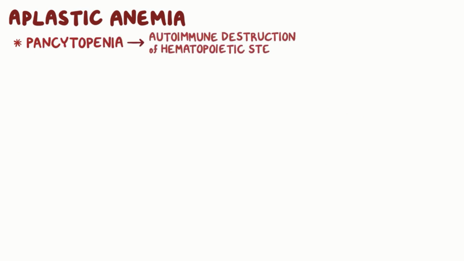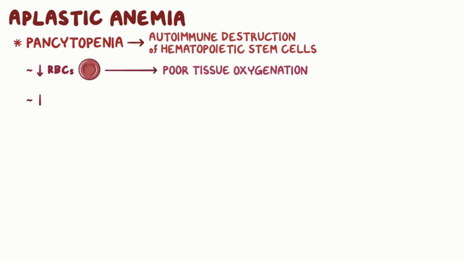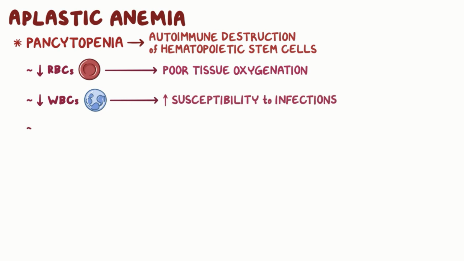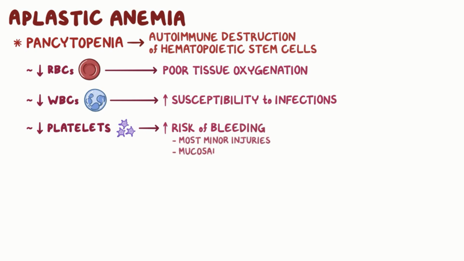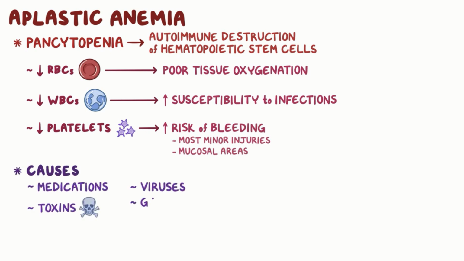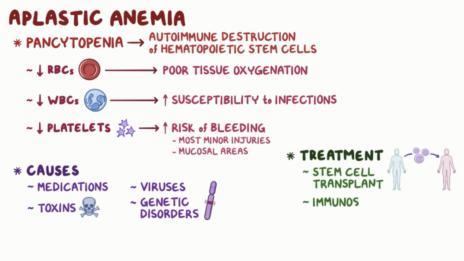Alright, as a quick recap, aplastic anemia is actually a form of pancytopenia that results from autoimmune destruction of the hematopoietic stem cells. Low red blood cell numbers cause poor tissue oxygenation. Low white blood cells cause an increased susceptibility to infections, while low platelets leads to an increased risk of bleeding from the most minor injuries and in mucosal areas. Most often, aplastic anemia is caused by medications, toxins, viruses, and genetic disorders. Treatment involves either stem cell transplant or immunosuppressive therapy.